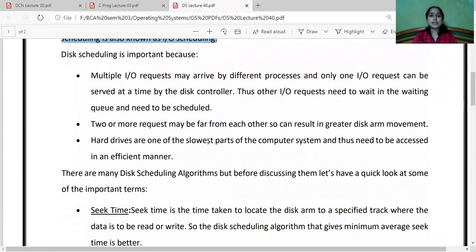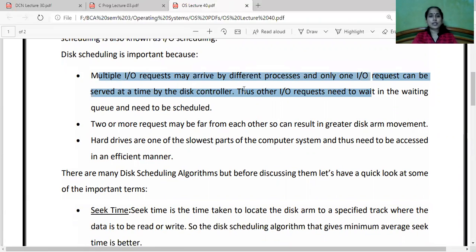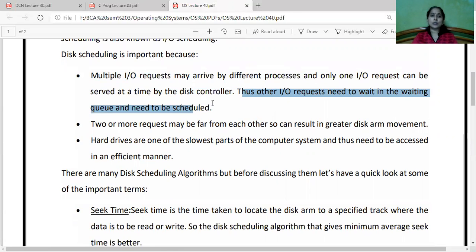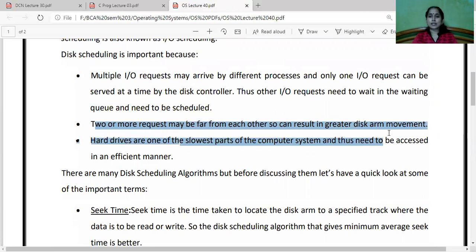Now, disk scheduling is important because multiple IO requests may arrive from different processes, and only one IO request can be served at a time by the disk controller. So IO requests need to wait in the waiting queue and need to be scheduled. Two or more requests may be far from each other, which can result in greater disk arm movement. Hard drives are one of the slowest parts of a computer system and thus need to be accessed in the most efficient manner.